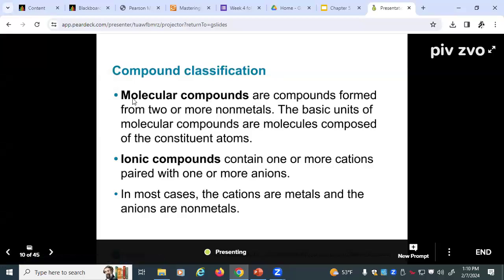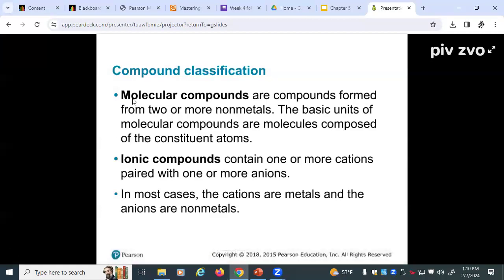So if we go back to where we were on Monday, we ended with this overall idea of classification. Can we put our compounds into groups? And we focused primarily on the ionic group versus the molecular group and trying to recognize what differences there were between those two groups so that we could identify and start to try to figure out how to name them.